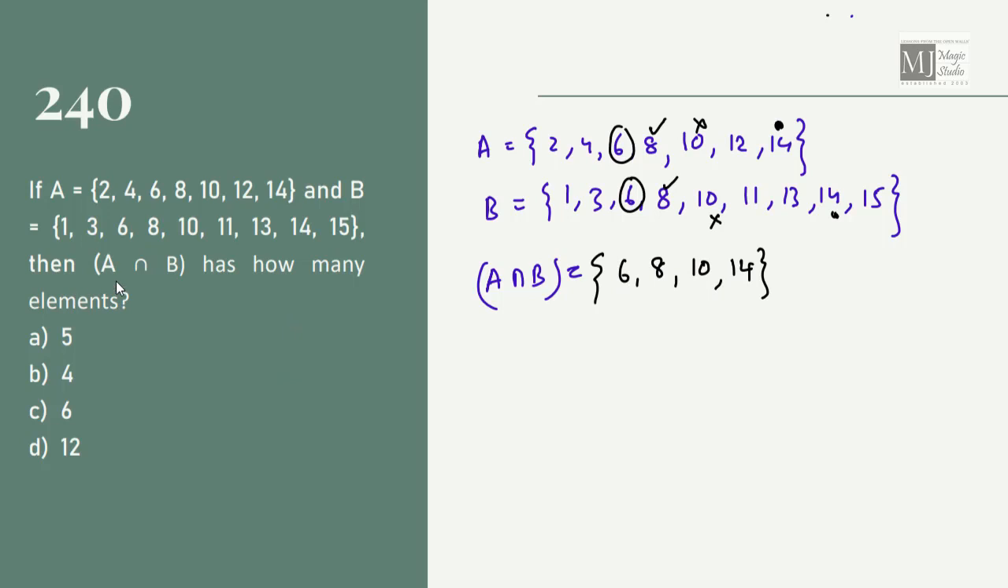Now what is asked? Then A intersection B has how many elements? Cardinal count of A intersection B is 1, 2, 3, 4. There are 4 elements in the set A intersection B.